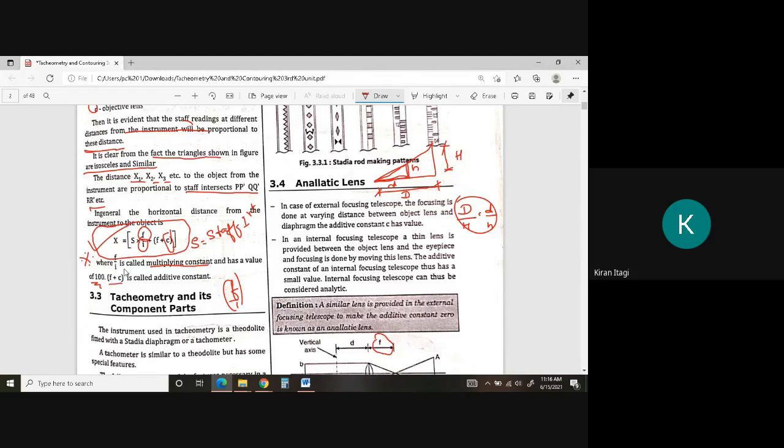Now what is f plus c? It is called an additive constant. These both things are most important. Remember, f upon i is nothing but the multiplying constant, and f plus c is nothing but the additive constant.